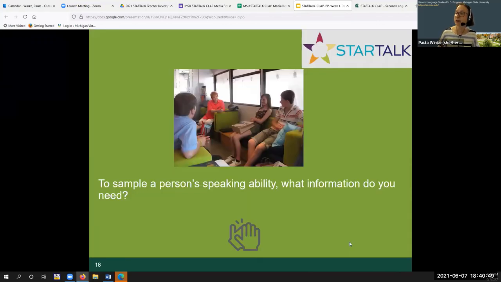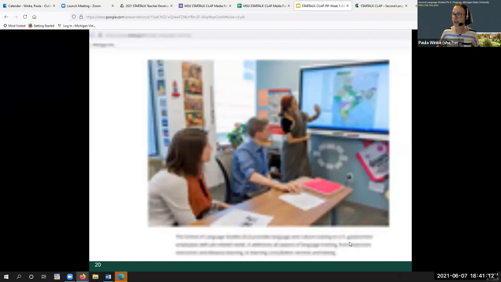So to sample a person's speaking ability, you need all of that type of information. You get these proxies for their ability level already, and then you create assessments that will demonstrate their performance as an indicator of their proficiency, which you already kind of have a guess at. So in that sense, the tests that you create should allow them to practice, should allow them to show their best. So we use a lot of different scales.